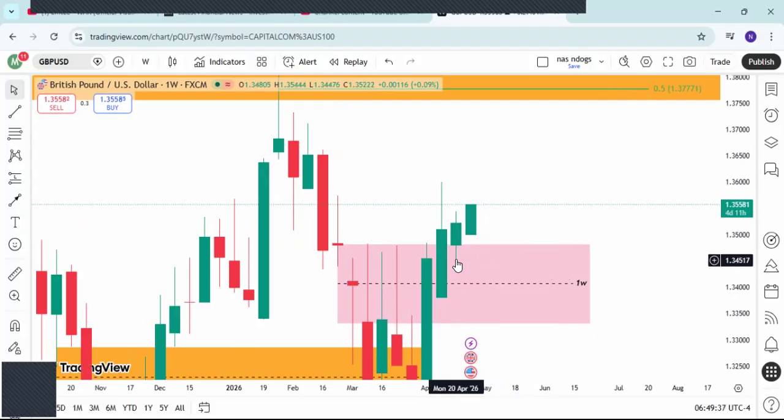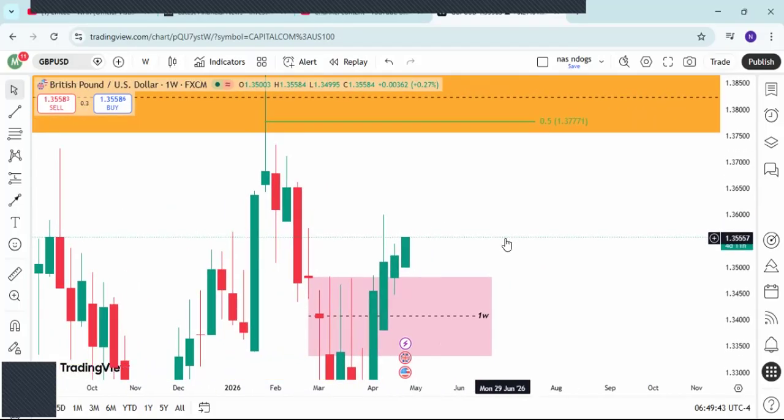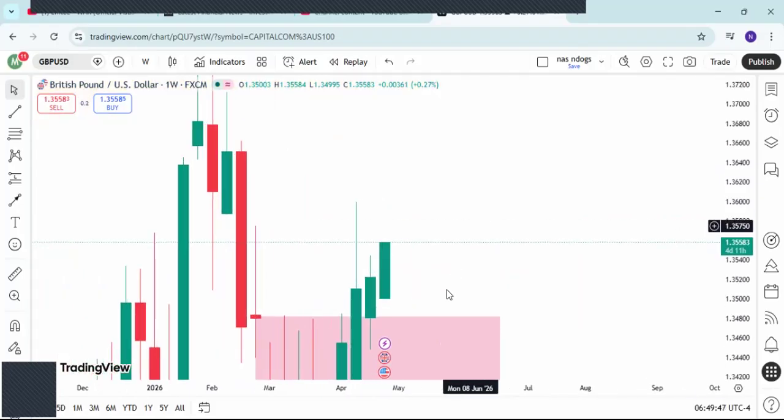What is it telling us? That it is too strong to even put a body in this. So what does it say to us? That we should buy it, right? That's what it's saying to us.